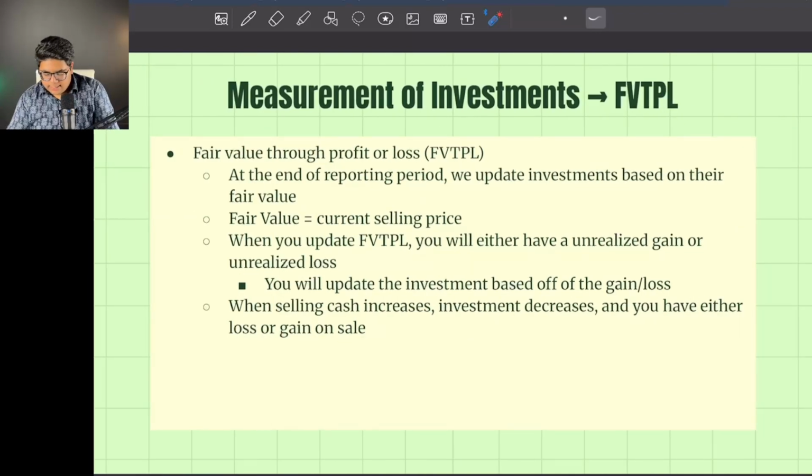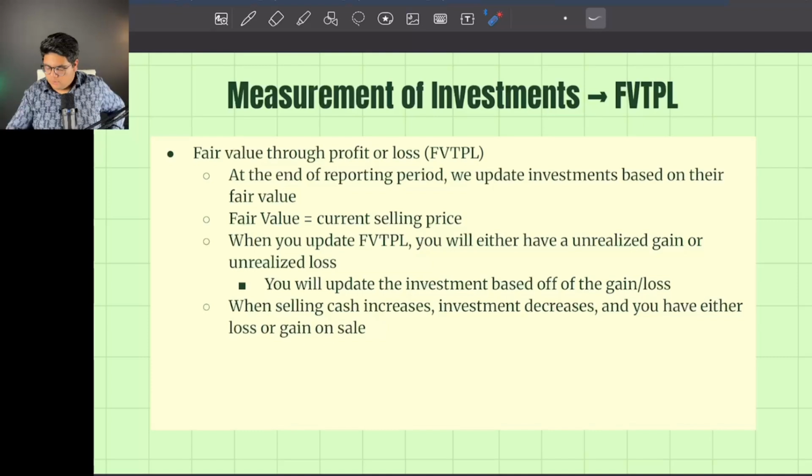Next up, we are looking at the measurement of investments using fair value to profit and loss. At the end of the reporting period, we update investments based on their fair value. The fair value is the current selling price if you were to sell. When you update fair value to profit and loss, you will either have an unrealized gain or unrealized loss. The reason this is unrealized is because you're not actually selling it. This is just what would happen if you were to sell it.